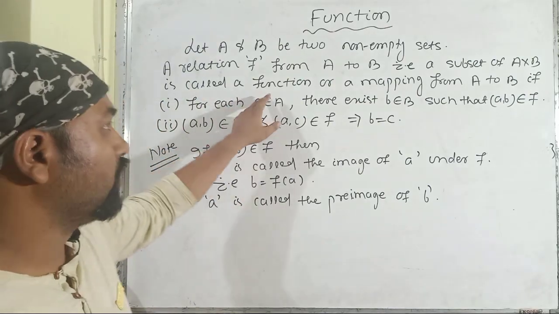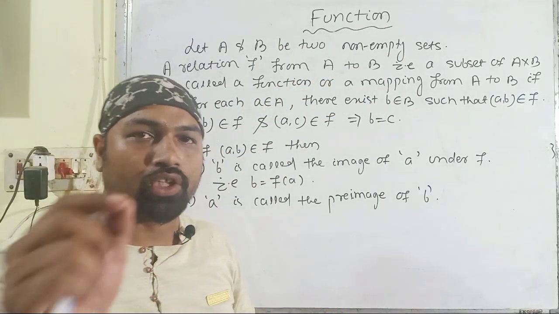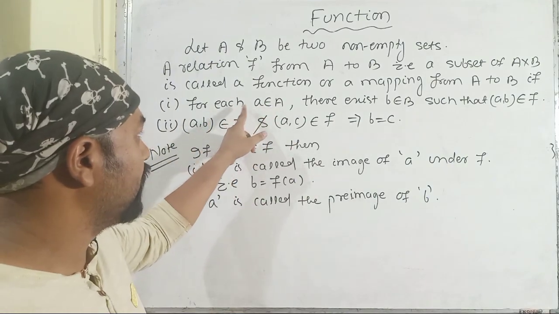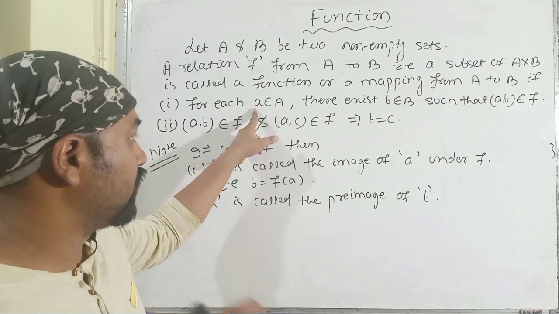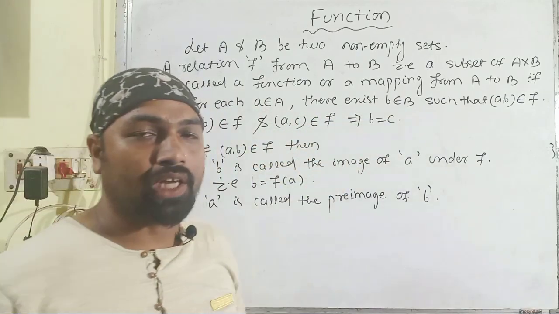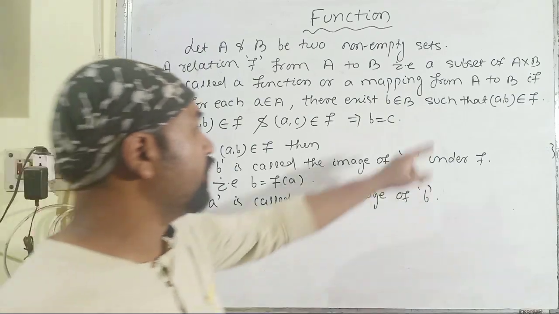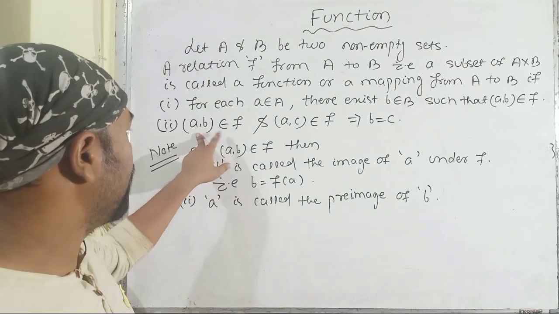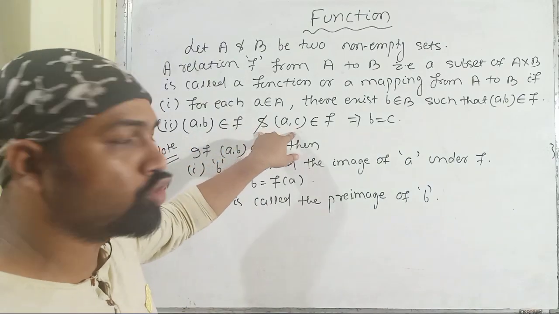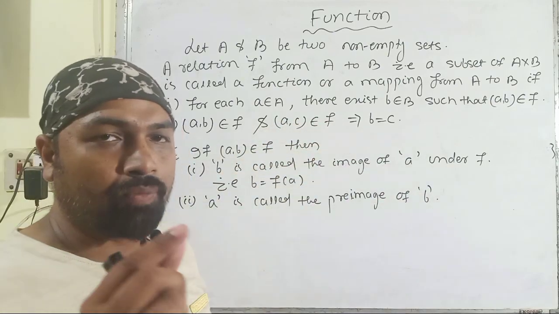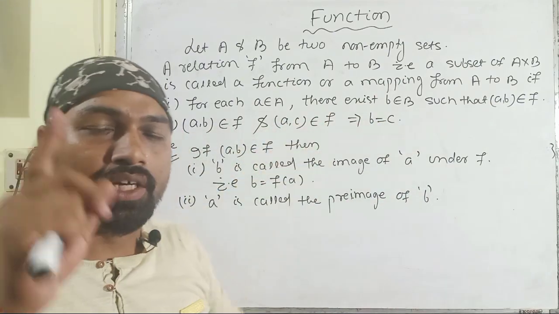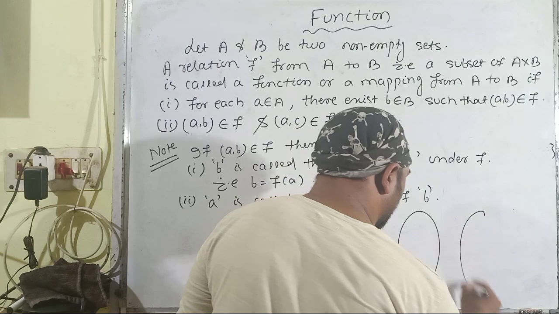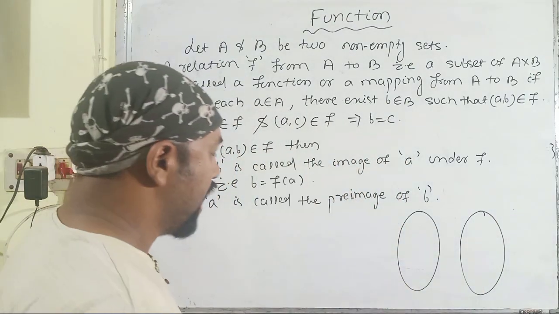is called a function or a mapping from the set A to the set B if for each a belongs to A. That means if for each and every element belonging to the first set, there exists b belongs to B. That means there exists an image in the set B such that the ordered pair (a, b) belongs to the function. Again, if (a, b) belongs to the function and also (a, c) belongs to the function, you must be clear that both of the elements b and c which are present in the second set are equal with each other. Okay, let us discuss the definition of the function by using the arrow diagram method.